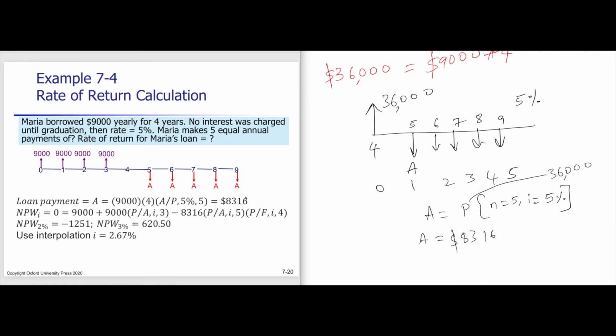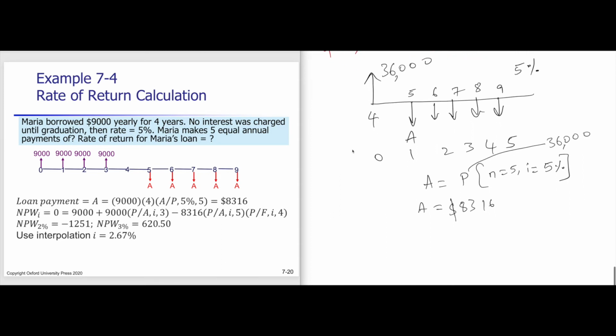Now, what is the internal rate of return for this cash flow? Now we know A, we know 9,000, 9,000 like this. So what is the internal rate of return? The question is for this cash flow, which looks like this: 9,000, 9,000, 9,000, 9,000 at 0, 1, 2, 3, 4, then nothing is happening for 5, 6, 7, 8, and 9, when it is 8316.